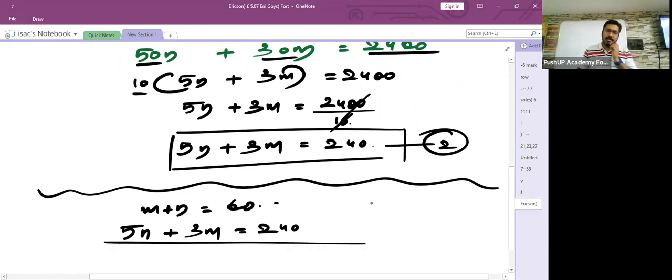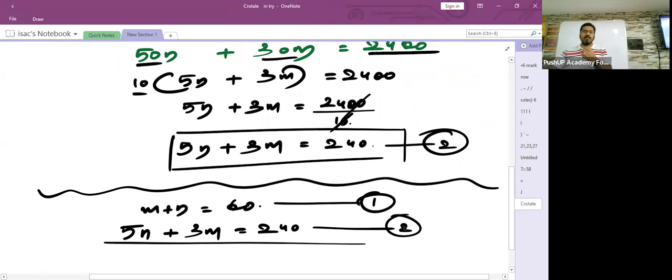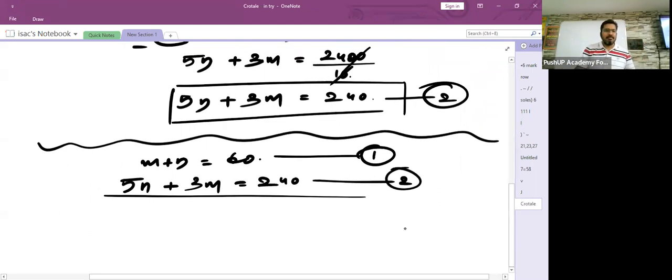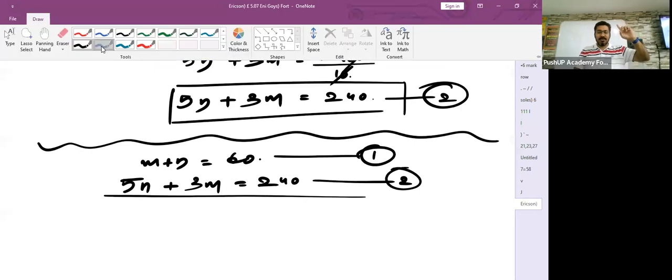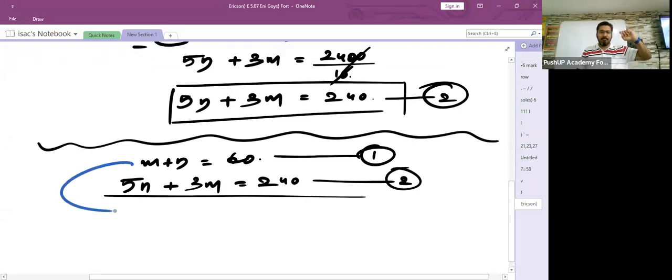These are the two equations. Now, children, we have to solve these two simultaneous linear equations. We have learned two methods. One is the substitution method, and the other one is the equating the coefficient method. But as Animesh said in the beginning, if m plus n is equal to 60, can't I say m is equal to 60 minus n?